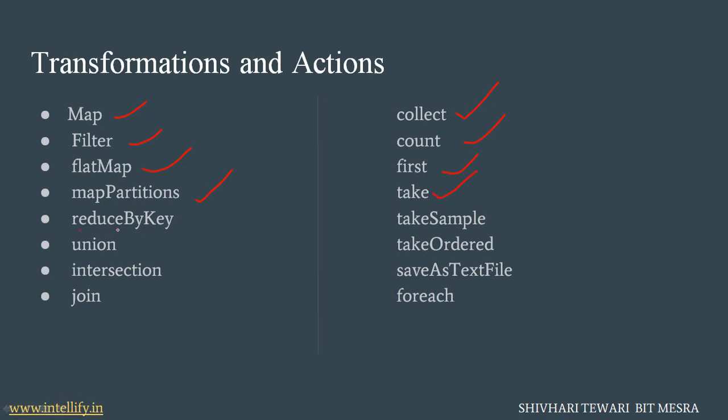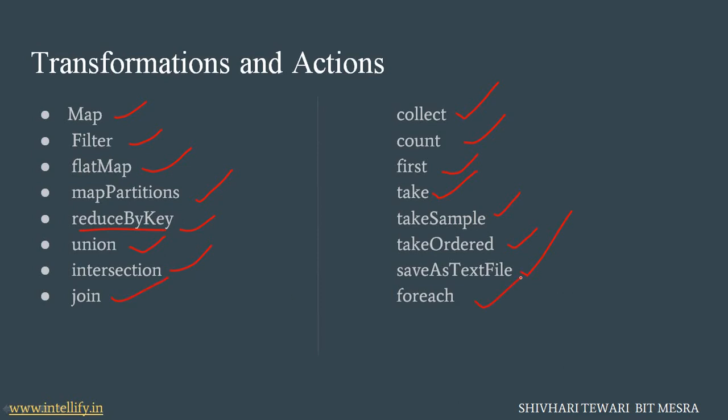Then there is reduceByKey, which is used as takeSample. Union of data is known as takeOrdered. Intersection of data is called saveAsTextFile, and join is foreach.